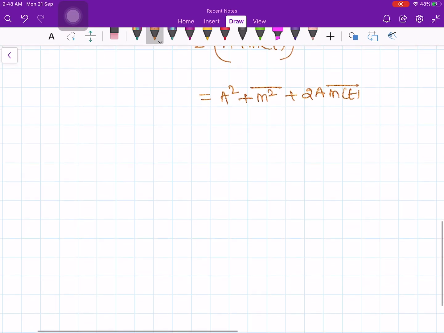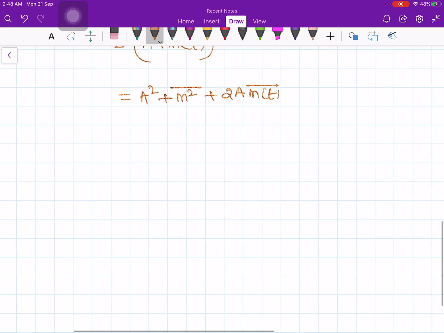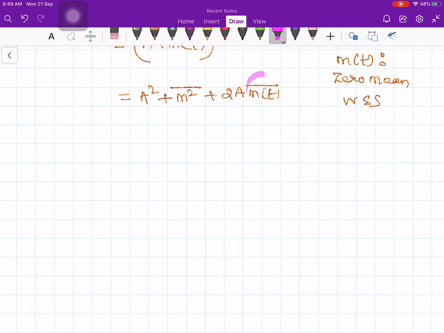Now we already modeled our message signal m of t as a 0 mean wide sense stationary random process, right? Now what about this term? That is the mean of m of t. Therefore this becomes 0. So your signal input power to the demodulator is A squared plus m squared bar.